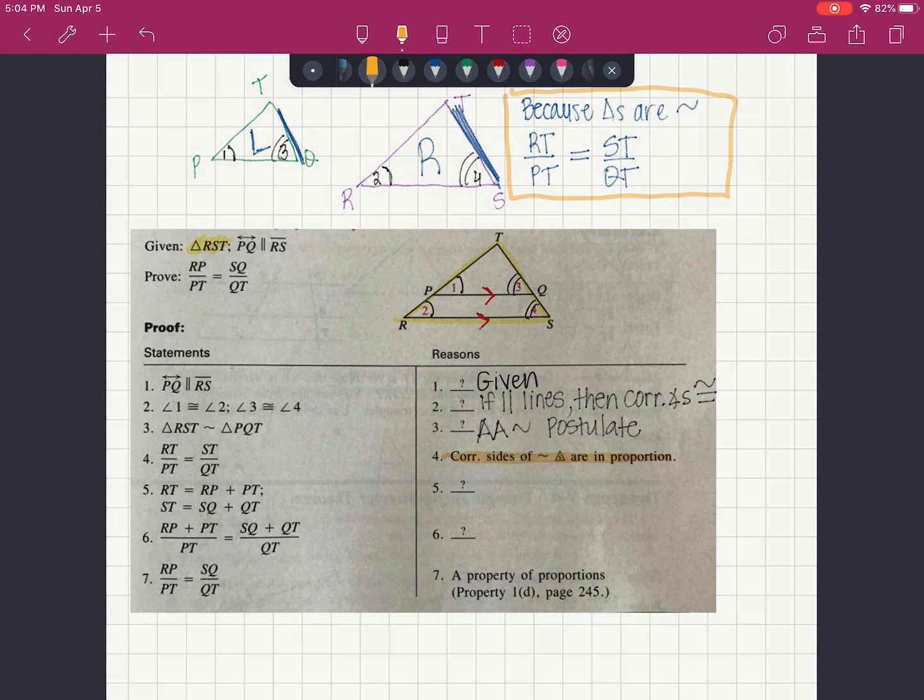Number 5. RT is equal to RP plus PT. So what I'm going to do right here is look right here. That right there, RP plus PT. RP plus PT is the whole thing. So a part plus a part is the whole thing. That right there is your segment addition postulate. And the same is going to be true on the other side. SQ plus QT is equal to ST. So that right there is our segment addition postulate.